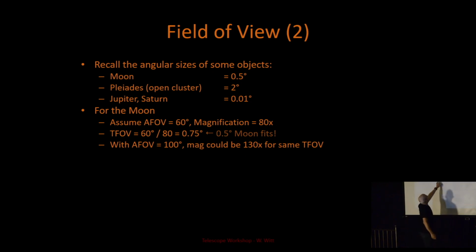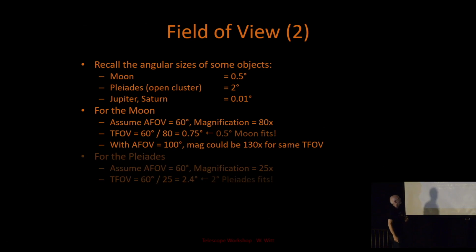Now, if you had a more expensive eyepiece that gave you 100 degrees of apparent field of view, right? You could crank up the magnification to 130 and it would still fit in your image circle, right? Because basically, this gives you a larger image circle, right? So you could zoom in more and still see all of it, right? So they're like these two different metrics that are interacting here, field of view and magnification.